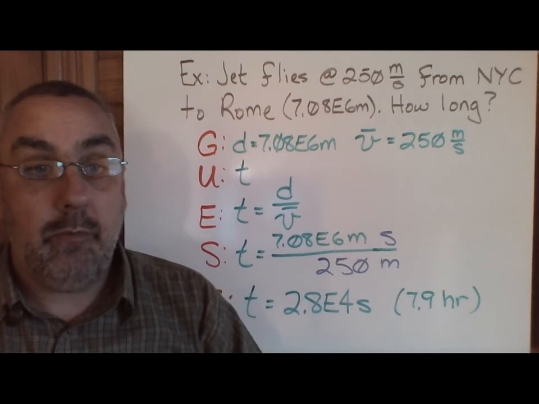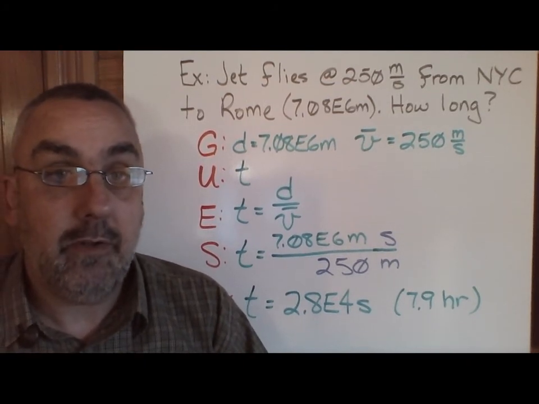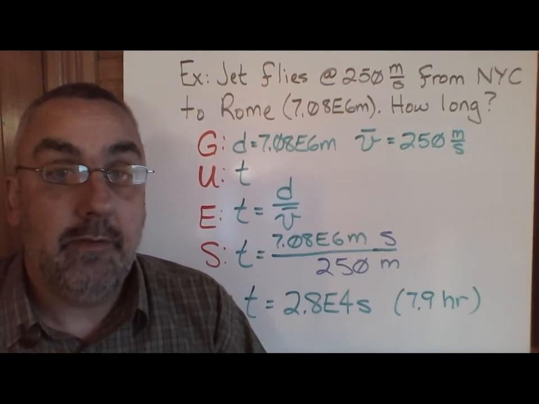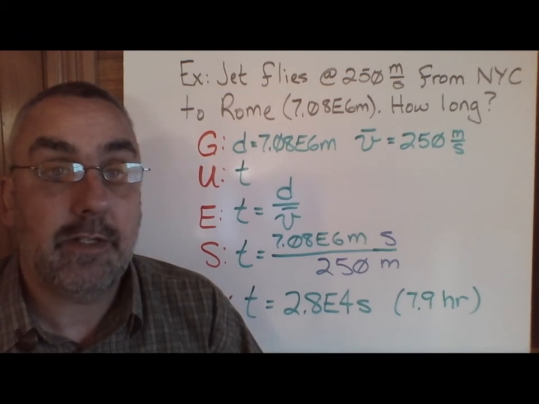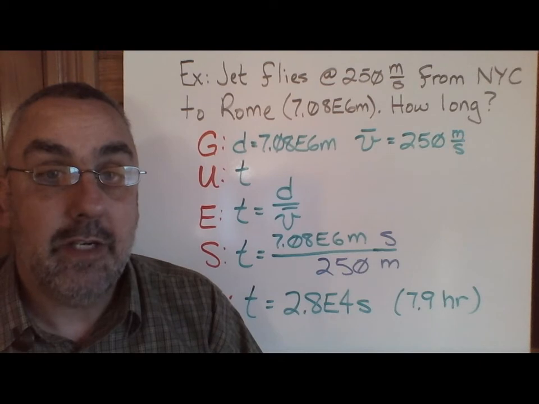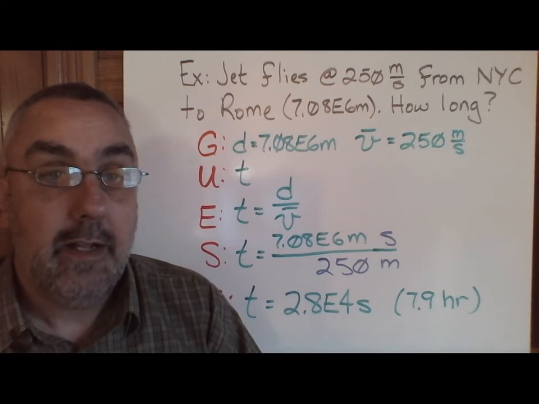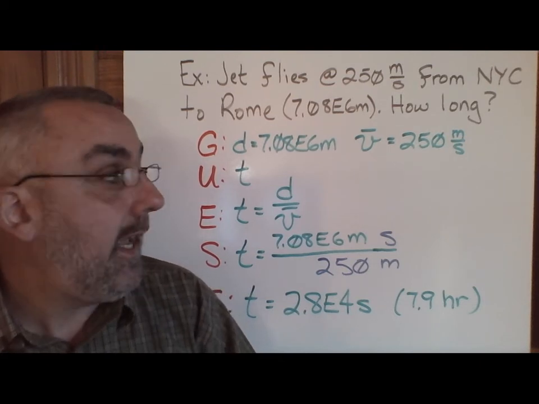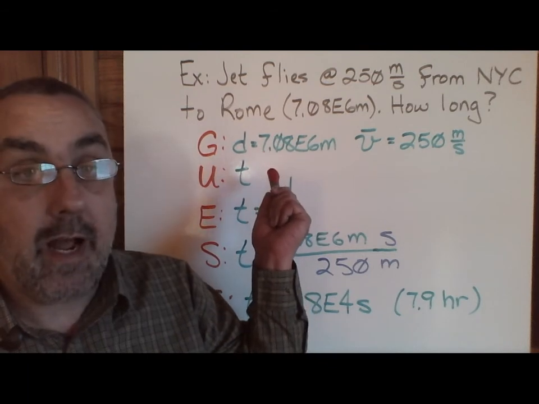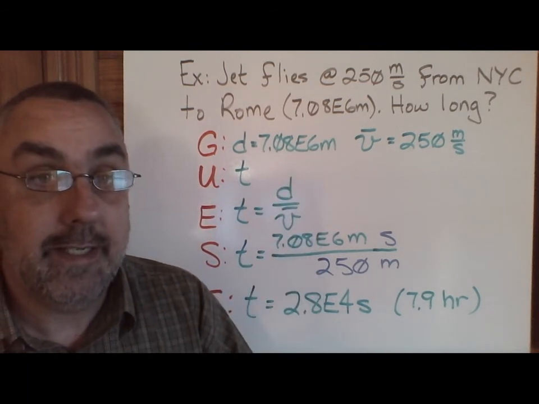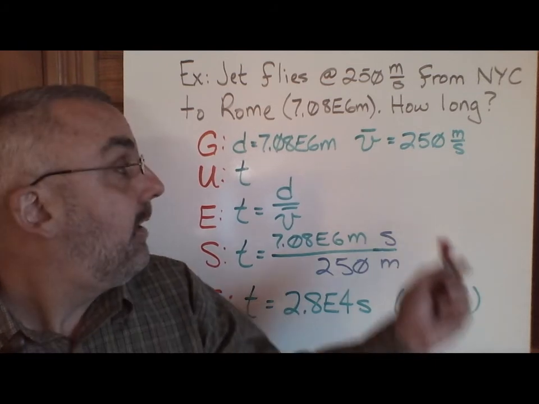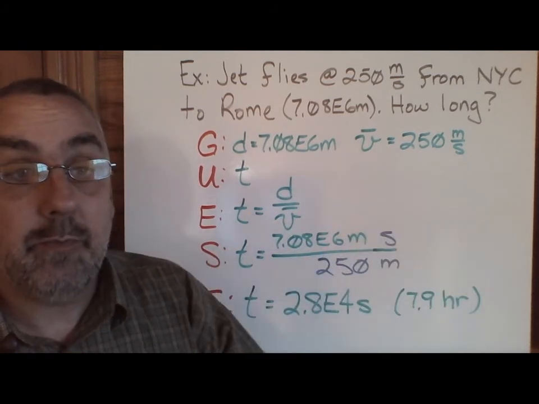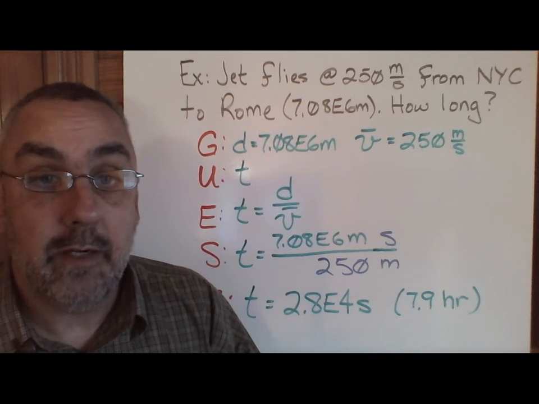And finally, we're going to finish up with a problem here, a little example. A jet flies about 250 meters per second. They're going from New York City to Rome, which is a distance of a little over 7 million meters. And the question is, how long does it take to get there? Given, well, we're doing a scalar problem. So we're just using d for distance, 7.08 million meters. And then the speed that I was given was an average speed of 250 meters per second.